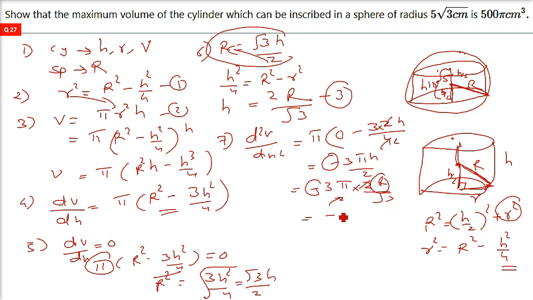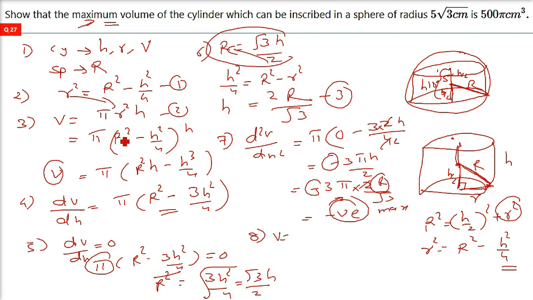Just the sign indicates whether you are going to get the maximum or the minimum. We started with V, differentiated it, equated it to 0, then we did the double differentiation and found the sign to be negative, that is indicating maximum. Next one is the actual question being asked, that is, you have this sphere of radius 5 root 3.